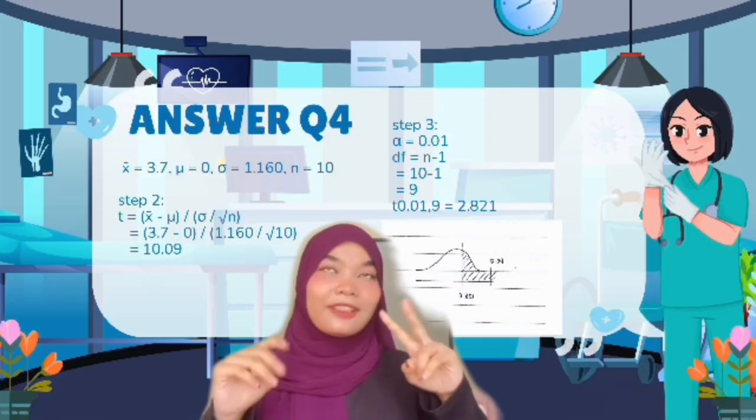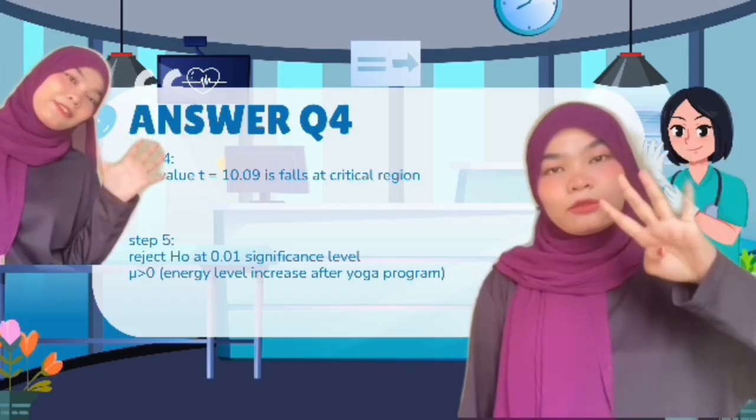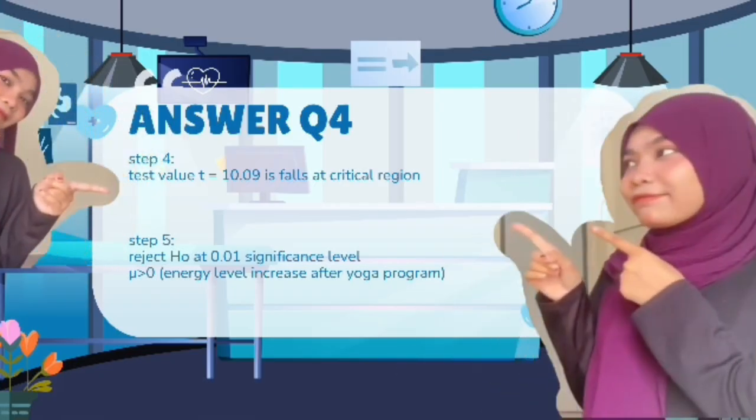In steps 2 and 3, the calculation, after plugging in the numbers, our calculated t-value is 10.09. At a significance level of 0.01 and 9 degrees of freedom, our critical value is 2.821. As you can see on the graph, our value falls right into the shaded critical region. To wrap it up, in step 4 and step 5, since our test value is much higher than the critical value, we reject the null hypothesis. This proves that the yoga program successfully improved the staff energy level.